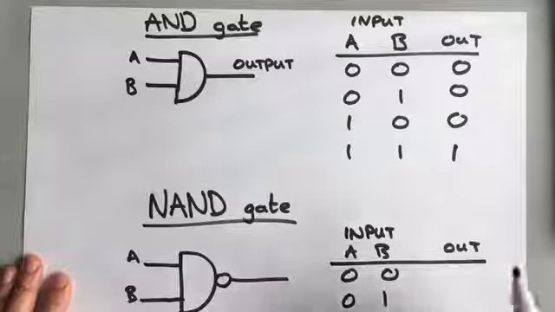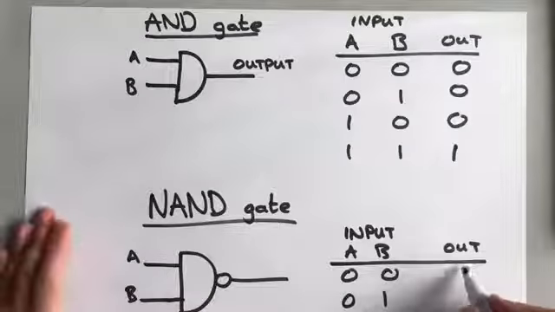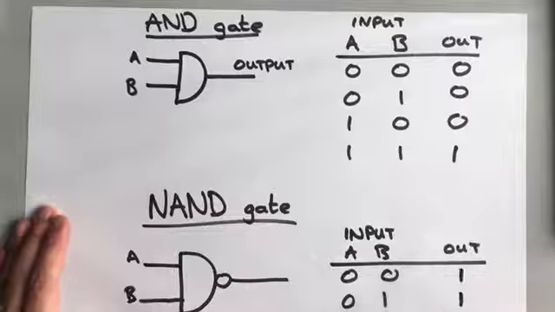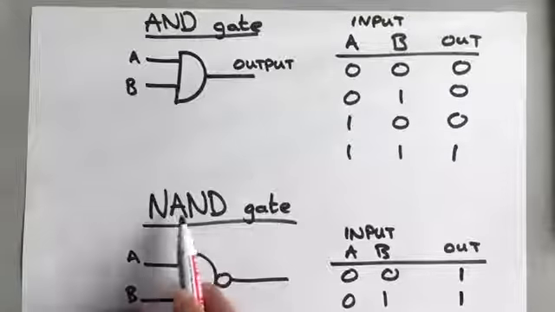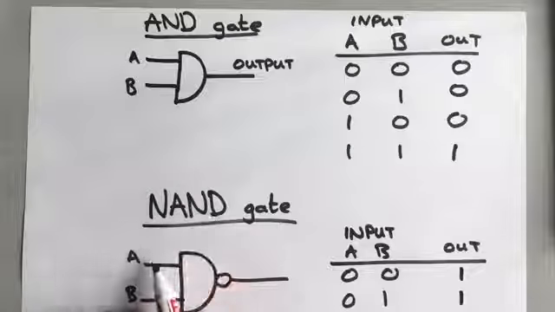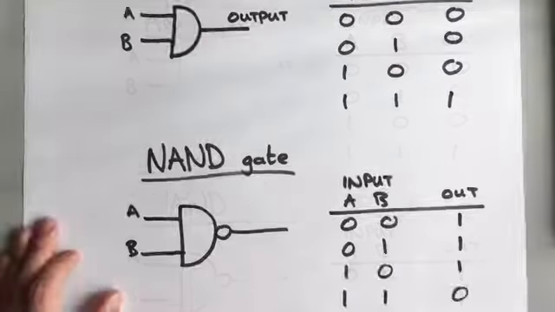Except this time it gives the opposite output. So that's 1, 1, 1, 0. So only when these are not both on, they're not this one and this one, will it give a positive output.